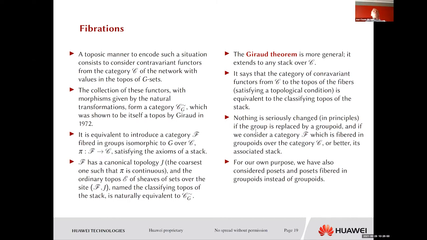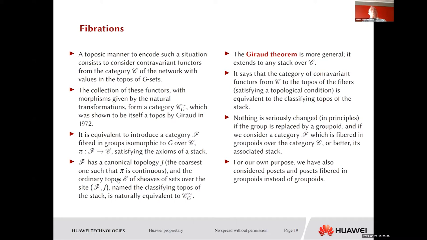So the collection of these functors with their morphisms will form a category, which was shown to be itself a topos by Giraud in 1972. So we thank Olivia for having informed us of this fantastic work from Giraud. And it is equivalent, in fact, to introducing a category F, which is fibered in groups, isomorphic to G over the category C. And it satisfies the axioms of a stack.